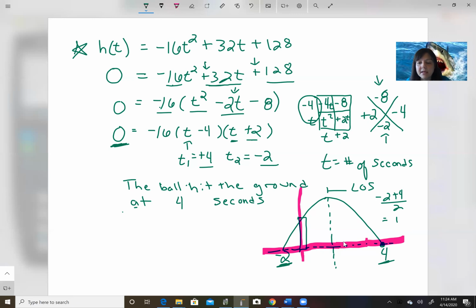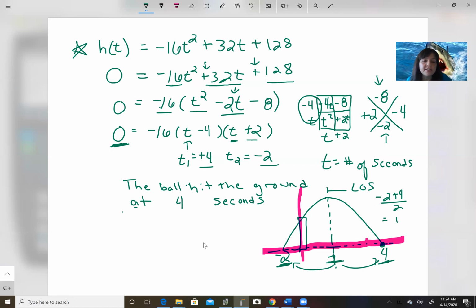1 is going to be the number directly in between -2 and 4, right? If I add 3 to 1, I get 4, and if I subtract 3 from 1, I get -2, so it's directly in the middle. So what does that mean? That means that at 1 second is when the ball hits its maximum height. But what is that height?